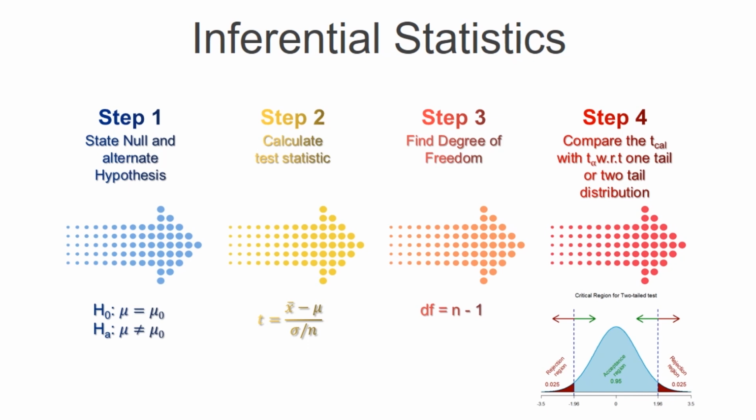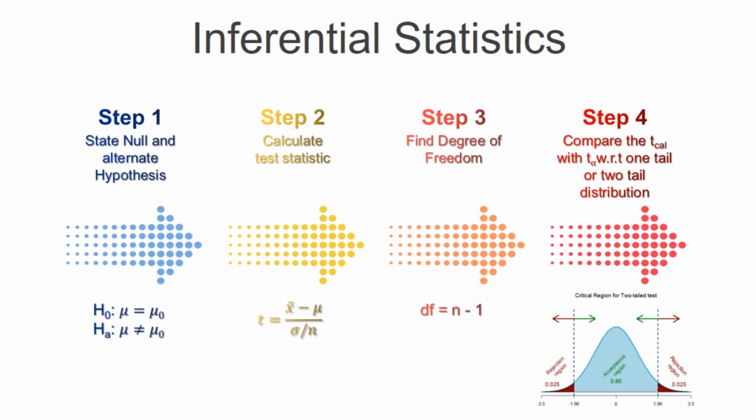Without writing that, if you are giving something as H not rejected or accepted, it will vary how you are writing the hypothesis. Accordingly, only your answer will come. So the first step: state the null and alternate hypothesis. Null and alternate hypothesis first you have to write.